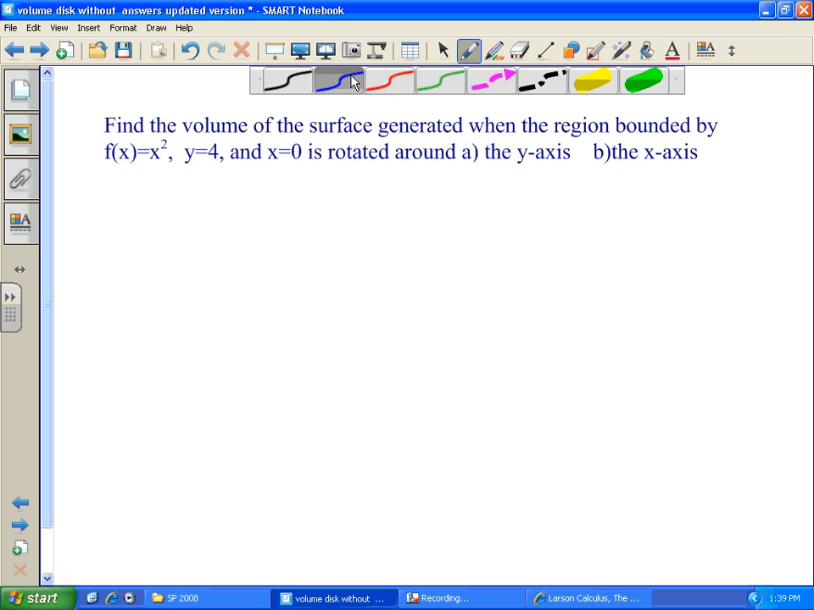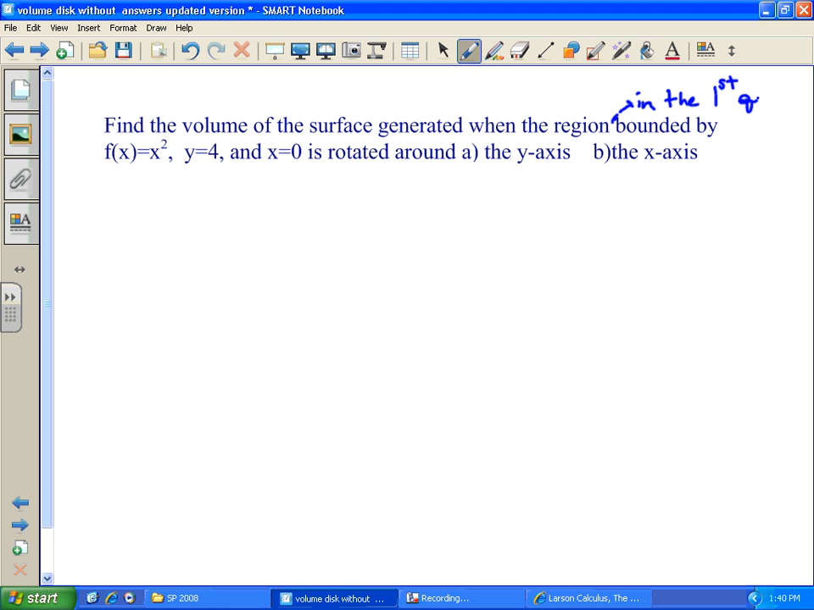One thing I should specify for this question: find the volume of the surface generated when the region in the first quadrant, bounded by, so that it's clear, y equals x squared, y equals 4, and x equals 0, is rotated. In part A, rotation is around the y-axis.